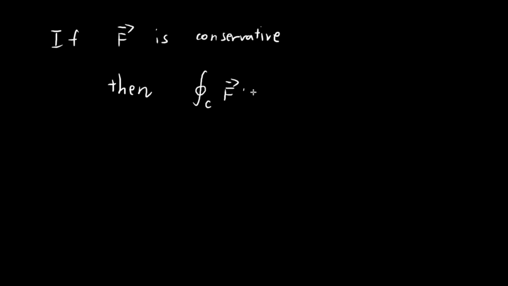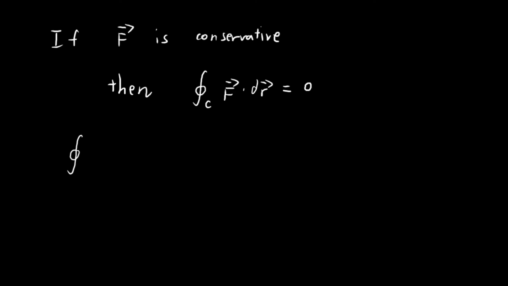The first thing I want to prove is that if we are given a vector field f, and we know that it is conservative, then we will immediately be able to conclude that this line integral will always be equal to 0 for any closed path C. This closed path C is arbitrary. So if the vector field is conservative, then for any arbitrary closed path C, its line integral will be equal to 0. That's what we want to prove.